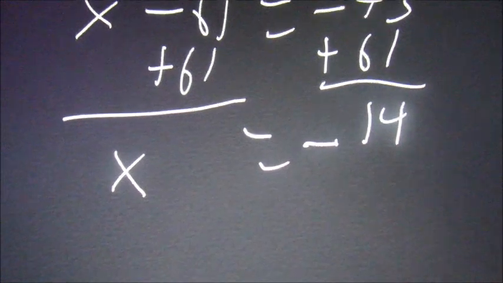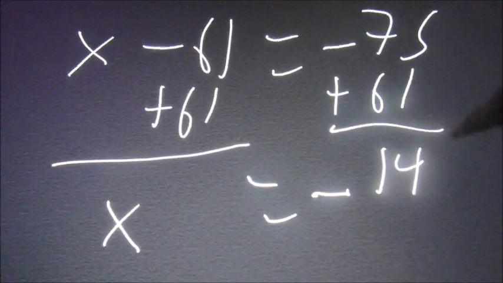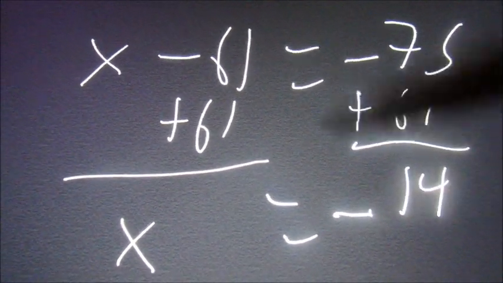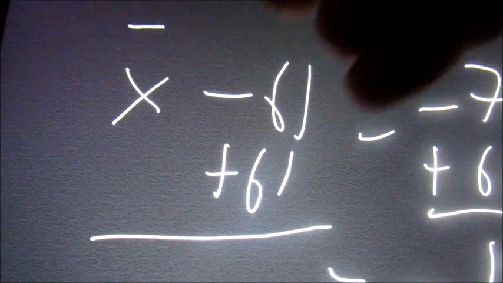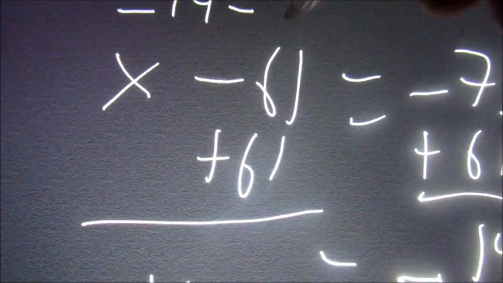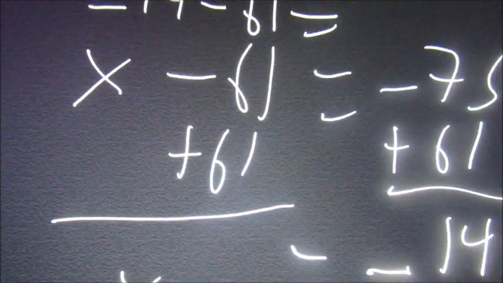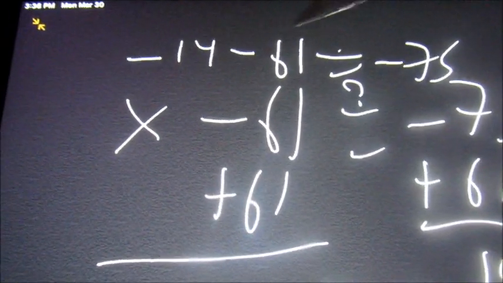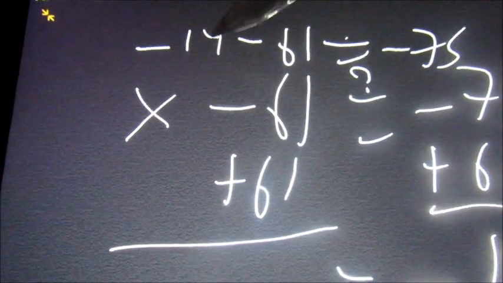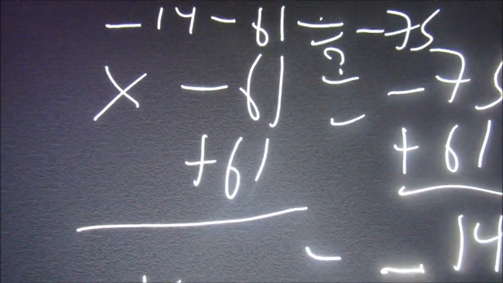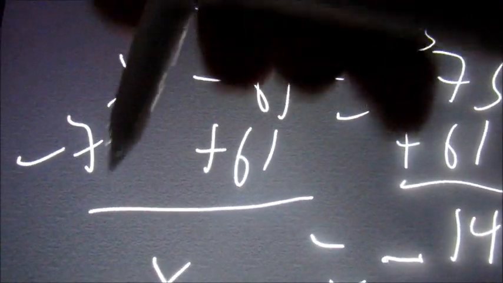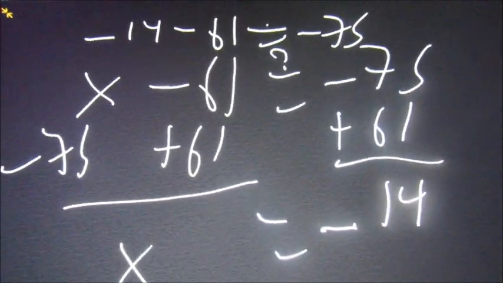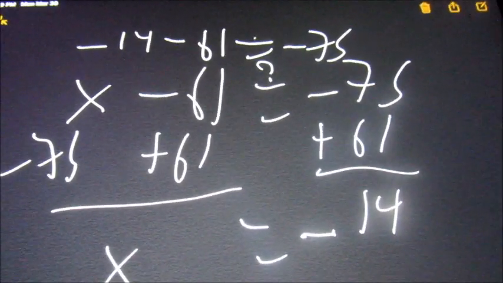A way that you can always check all of these problems is by substituting your answer into the original equation. So let's do that on this one. I'm going to put negative 14 in for x. So negative 14 minus 61, does that equal negative 75? We have two negatives, that means we add and keep the negative. 61 plus 14 is negative 75, so we did this one right. If you need to, always check your answers, especially at the beginning here.